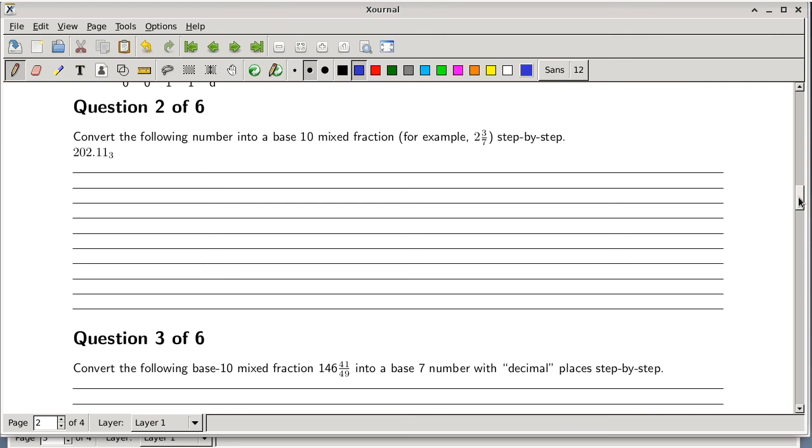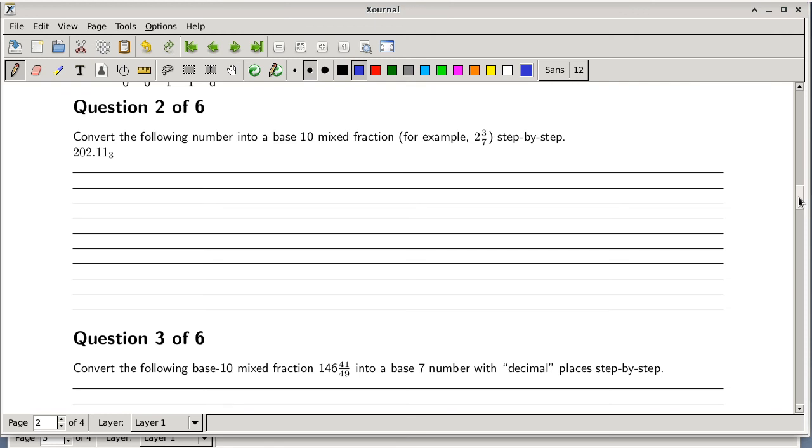202.11. What is that little 3 saying? It's base 3. Okay, so you have a number that is in base 3, and I want you to represent the value of this number in base 10. But it's not just a base 10 number, it is in a mixed fraction format. What is a mixed fraction? A whole number followed by a fraction.